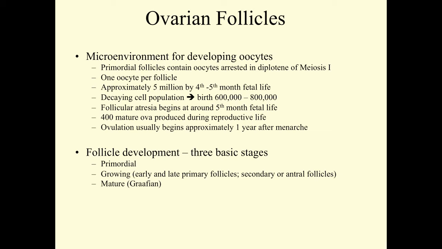A woman ovulates perhaps 400 mature ova during her reproductive life, and ovulation usually begins about 1 year after the onset of menarche. Follicular development has 3 basic stages that we're going to review. There are primordial follicles, there are growing follicles, considered early and late primary follicles, and then secondary or antral follicles. We'll talk about those. And then there's the mature or Graafian follicle stage.